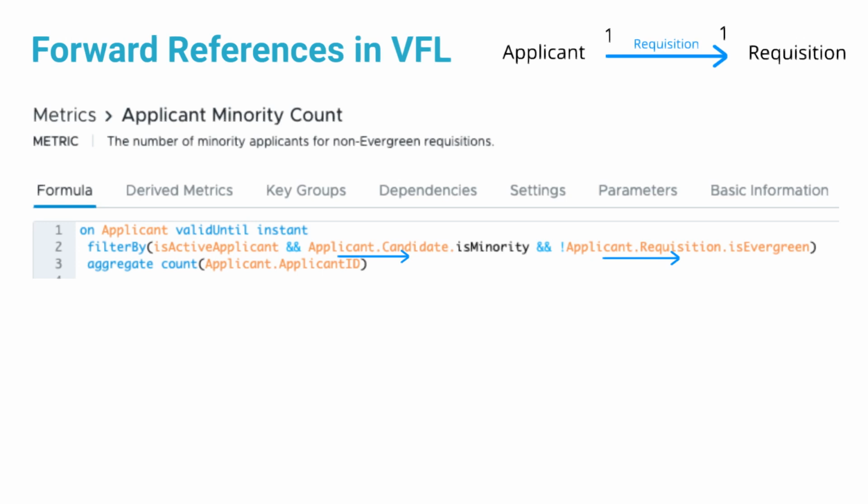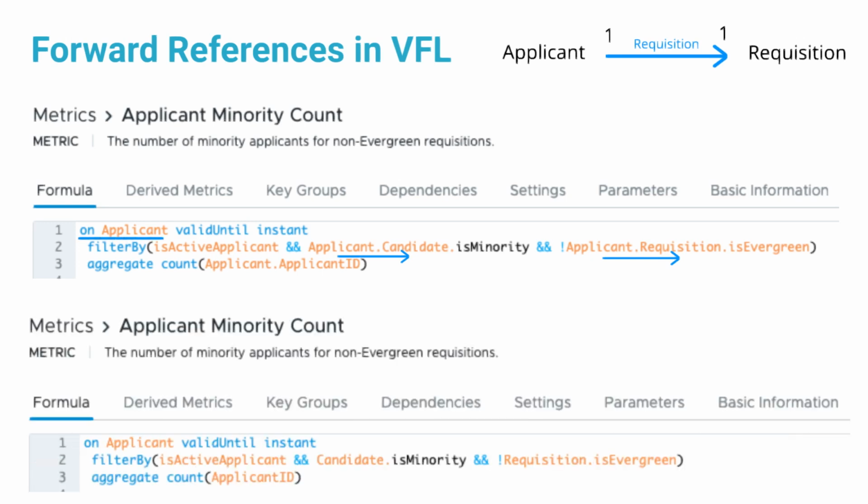Here's a tip. Since the metric starts with onApplicant, the context is already set to applicant, allowing us to simplify the syntax by dropping the applicant prefix from the chain of references. This streamlined approach keeps the code cleaner and easier to read while achieving the same functionality.